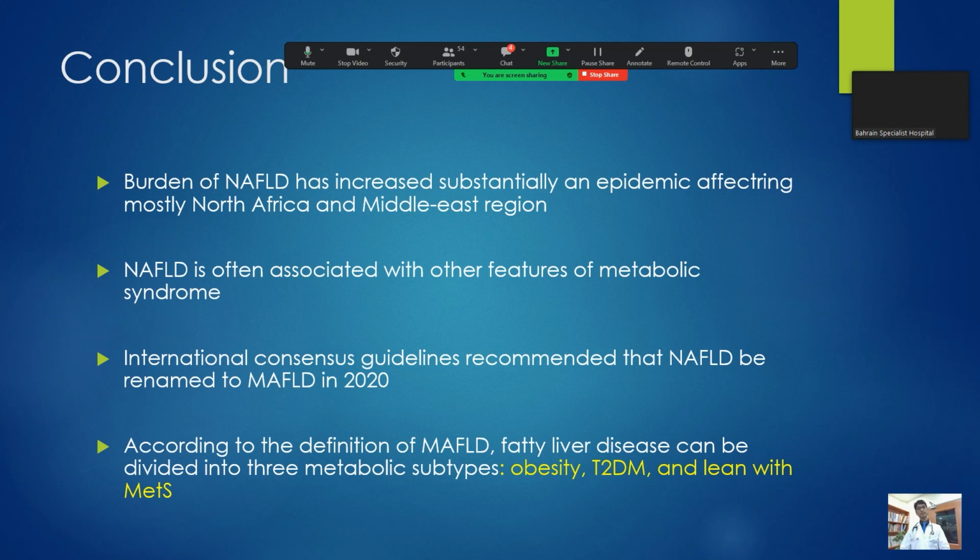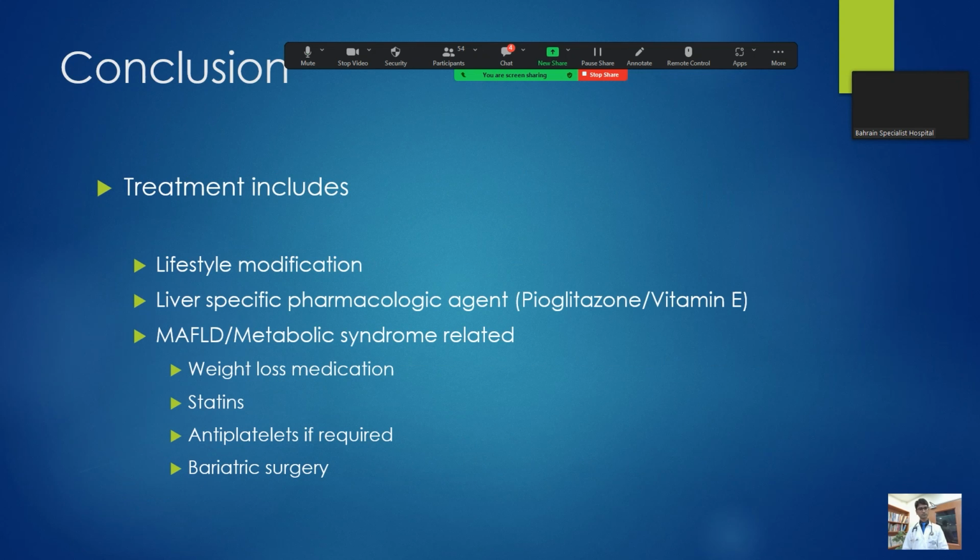According to the definition of MAFLD, fatty liver disease can be divided into three categories: obesity, type 2 diabetes, and lean with metabolic features. And the treatment includes lifestyle modification, liver-specific pharmacological agents like pioglitazone or vitamin E, and MAFLD metabolic syndrome related treatments like weight loss medications, statins, antiplatelet agents, bariatric endoscopy, or bariatric surgery.